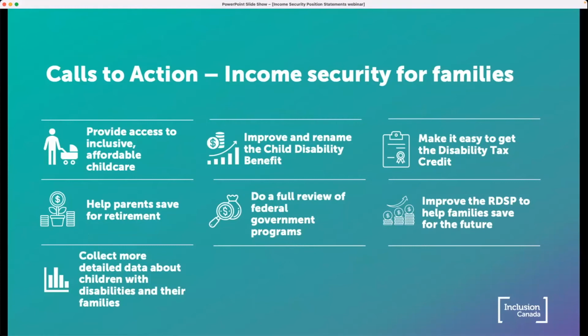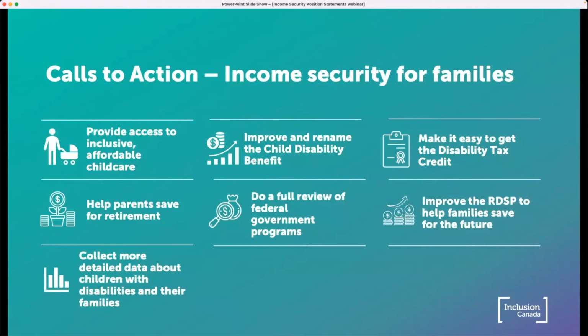So Barb nailed it on the inclusive, affordable childcare. This government has been very clear about rolling out affordable childcare across the country. We stand firm that it must be inclusive. We cannot have our children shut out of affordable childcare simply because it's not on the government's radar. So that goes back to that disability lens being applied. How will this impact other families? So we need affordable childcare to be inclusive.